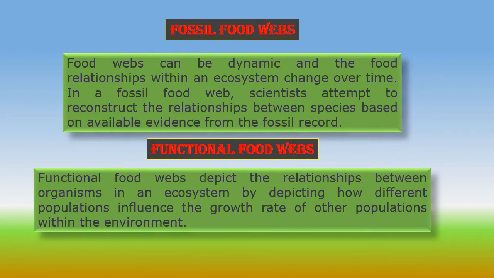Functional food webs are one more type of food web. These functional food webs depict the relationships between the organisms in an ecosystem by depicting how different populations influence the growth rate of other populations within the environment.